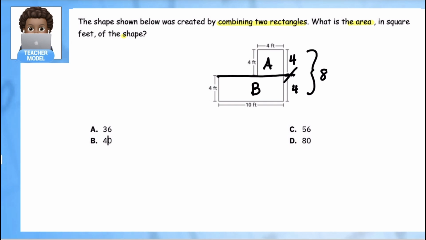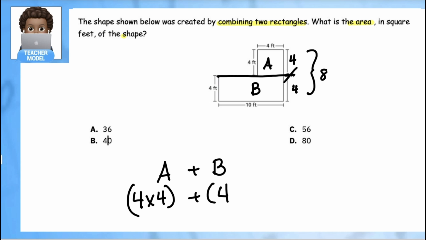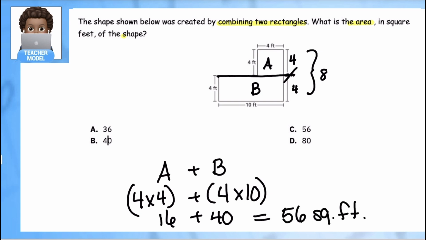So A, and then B. I'm going to find the areas for both. So 4 times 4 is going to give me the area for this part, 4 times 4. And 4 times 10 is going to give me the area for B. All right, so now I can actually solve for those. 4 times 4 is 16. 4 times 10 is 40. So my total area is 56 square feet, which is here, C.